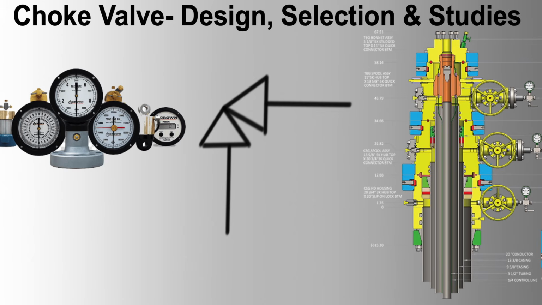1. Manual choke valves. Example: used in simple, low-pressure applications where fine control over flow is not critical. Advantages: simplicity, easy to operate with minimal training. Cost-effective, lower initial cost and minimal maintenance requirements. Reliability: fewer moving parts and no need for external power sources.